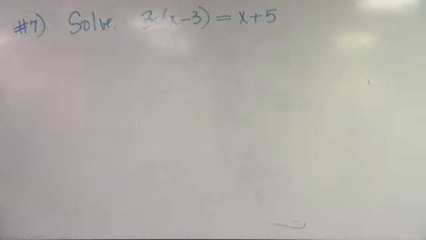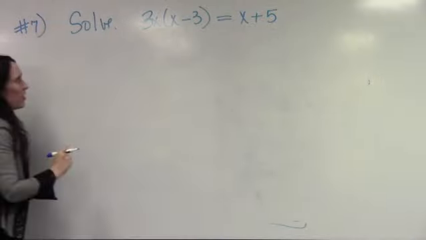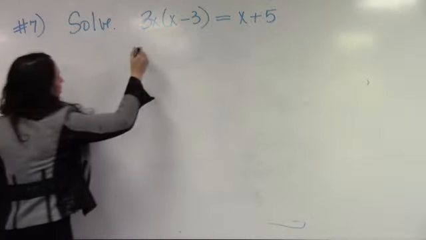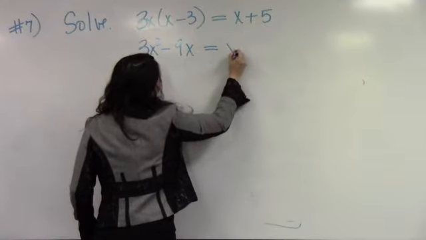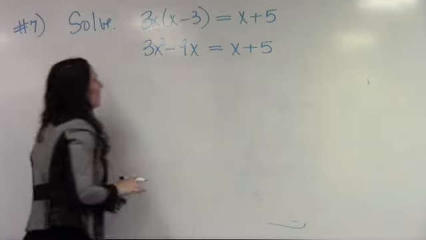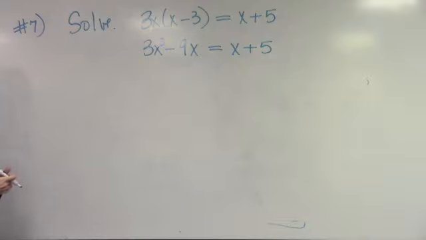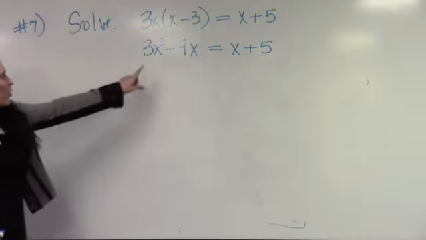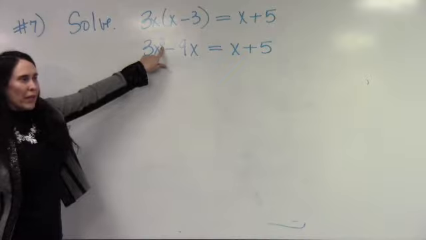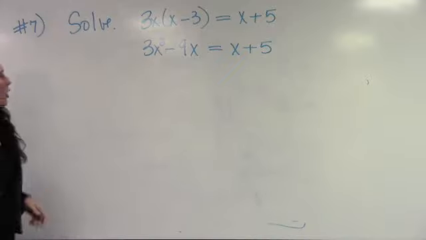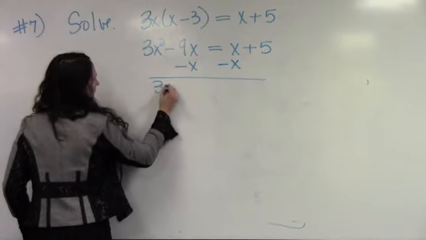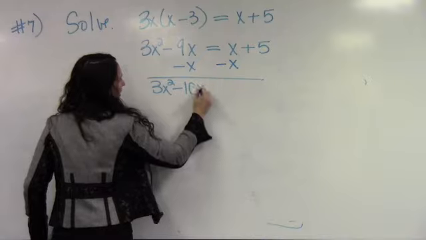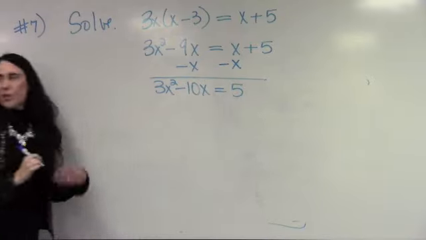Alright, so let's look at number 7, and they're asking us to solve. So I need to get rid of the parentheses, so I'm going to distribute the 3x, which is going to give me 3x squared minus 9x, and that's still going to equal x plus 5. Alright, I need all the information on one side because I notice I'm dealing with something that's not linear based on that exponent. So I'm going to subtract x, which is going to give me 3x squared minus 10x equal to 5. And I need to move the 5 as well.